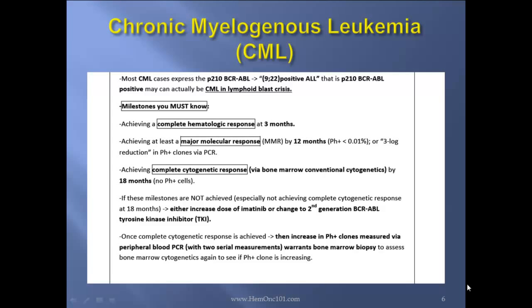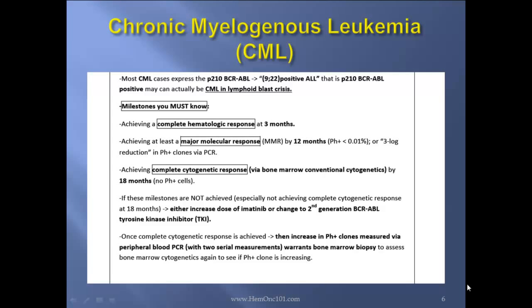That means Philadelphia cells less than 0.01% or 3 log reduction in clones via PCR. 3. Achieving a complete cytogenetic response via bone marrow conventional cytogenetics by 18 months, so no Philadelphia cells. If these milestones are not achieved, especially not achieving complete cytogenetic response in 18 months, either increase dose of imatinib or change to second-generation BCR-ABL TKI inhibitor.